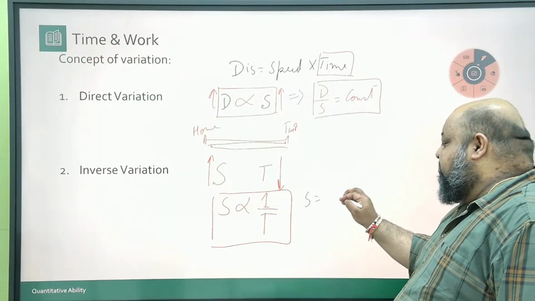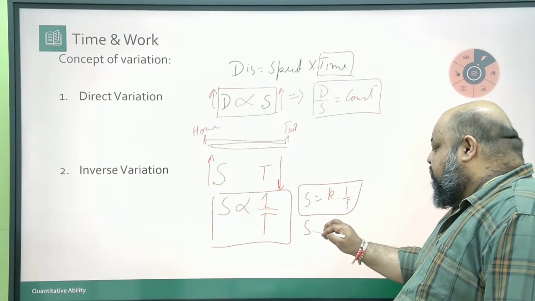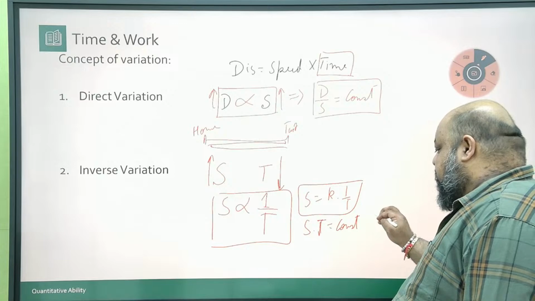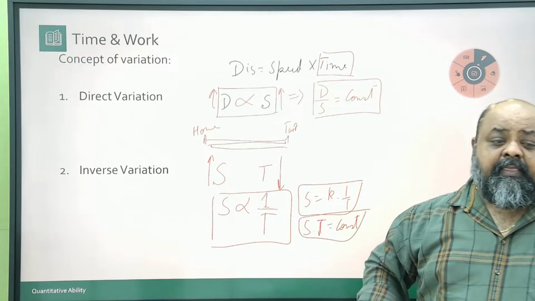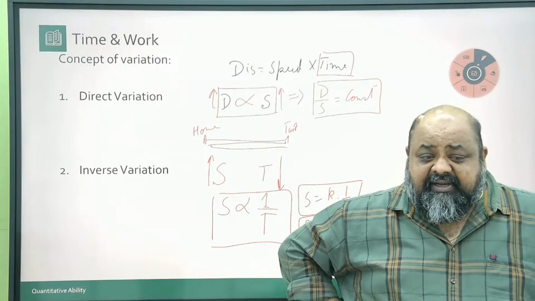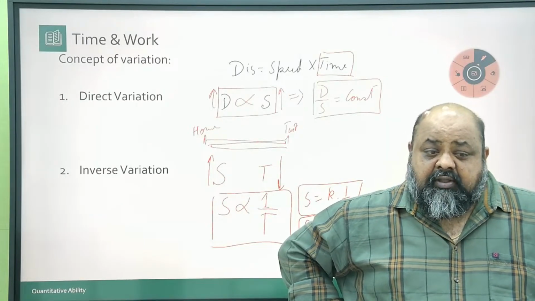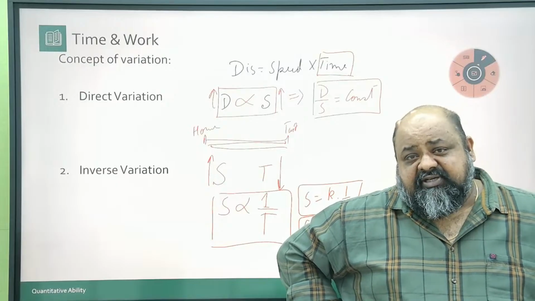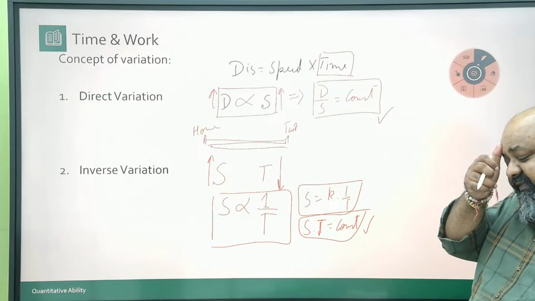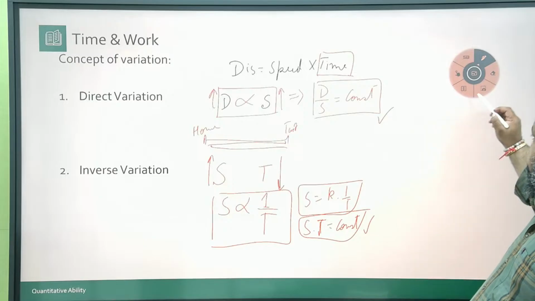In an inverse relation, s into t will be constant. And look, it's a logical thing: when there is a direct relation, if speed doubles then distance also doubles, so their ratio will remain the same, which will be time. In inverse variation, if the speed doubles, the time will become half, and therefore that product will remain constant, which is the distance. So the thing to remember is this and this. Direct variation, ratio is same; inverse variation, product is same.